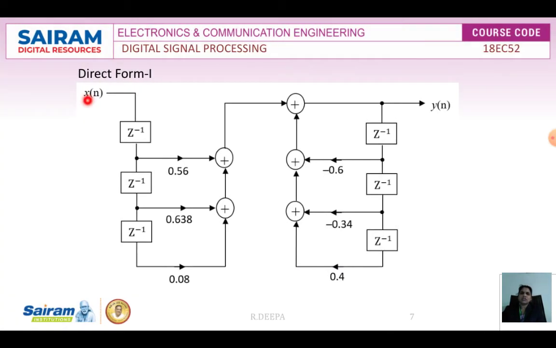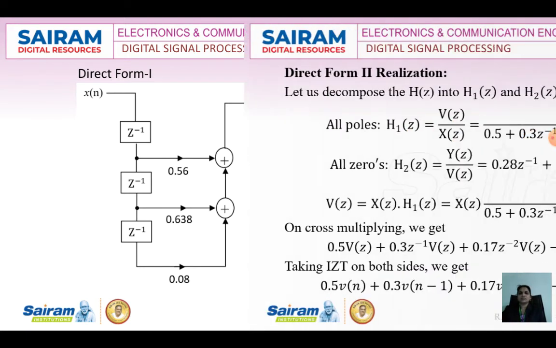See, as I told, you start with the input x of n and output y of n. From x of n, you take the delays and multiply with the corresponding coefficients and give it to the two input summation block. Again this is given to the final summation block, so that you can add the x of n as well as the delays from the y of n. See, from y of n, take a delay, multiply with the corresponding coefficient. Again another delay, multiply with the corresponding coefficient as minus 0.34. Again y of n minus 3 multiply with 0.4. Again you give it to the summation block, so that you will be able to generate the output y of n. So this particular structure represents the direct form 1 realization of your digital IIR filter.